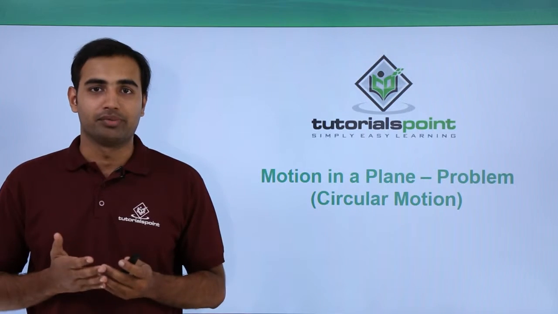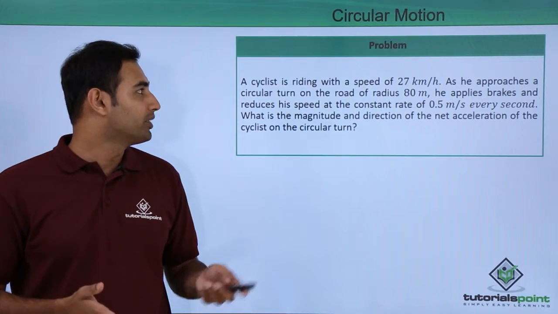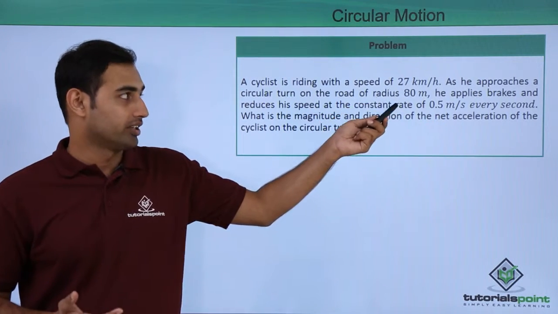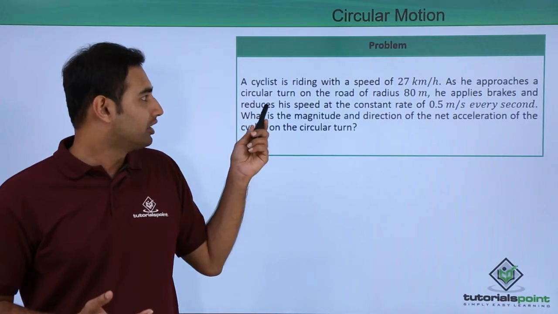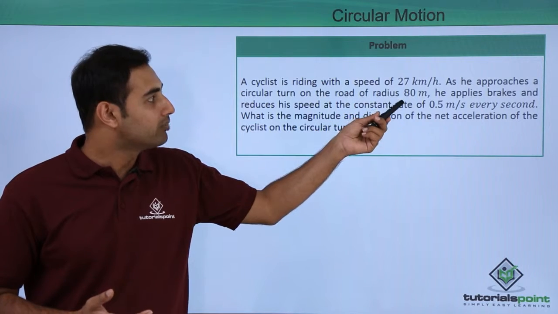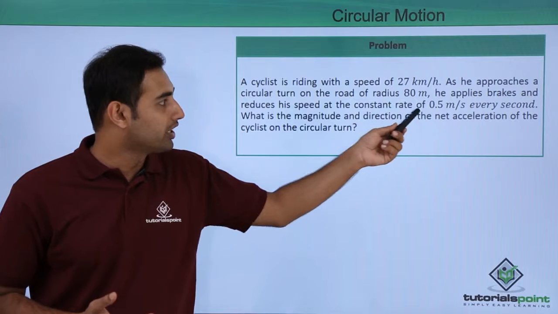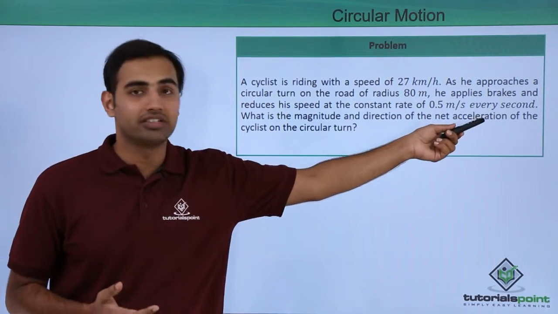Let's solve another problem on circular motion. The problem here says a cyclist is riding with a speed of 27 kilometers per hour. As he approaches a circular turn on the road of radius 80 meters, he applies brakes and reduces his speed at the constant rate of 0.5 meters per second every second.